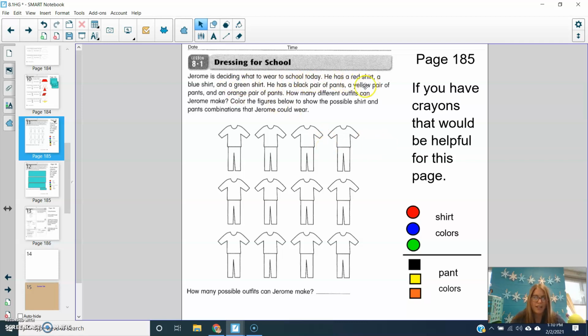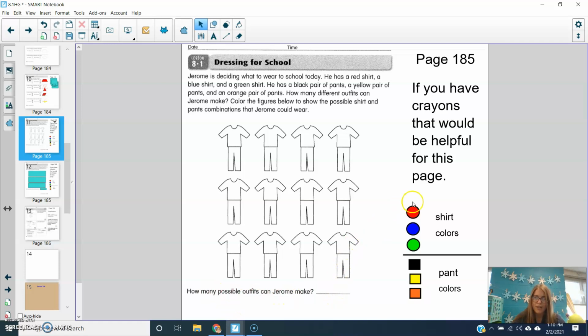Jerome is deciding what to wear to school today. He has a red shirt, a blue shirt, and a green shirt. He has a black pair of pants, a yellow pair of pants, and an orange pair of pants. How many different outfits can Jerome make? Color the figures below to show the possible shirt and pant combinations that Jerome could wear. And then down here it's asking how many possible outfits can Jerome make.